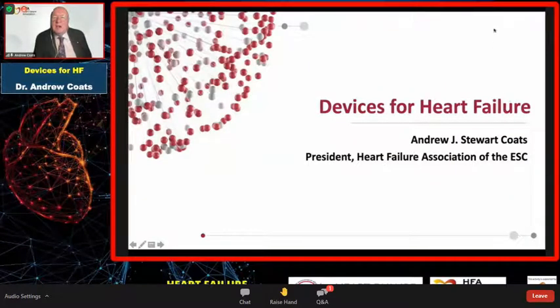So I would like to talk about devices for heart failure, which is the flip side of drug treatments. It's interesting that patients often prefer a device because with drug treatments, they're reminded of it every day, whereas with a device, they feel they take the discomfort, they take a modest risk, and then they get long-term benefit. But there have been substantial advances.